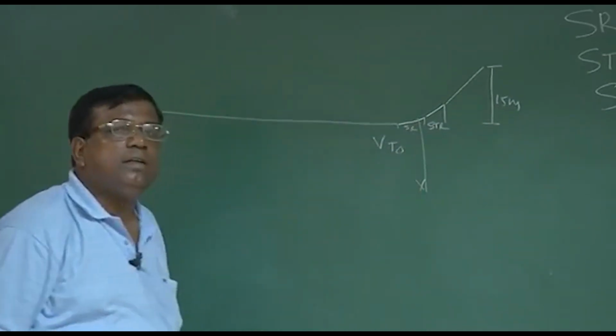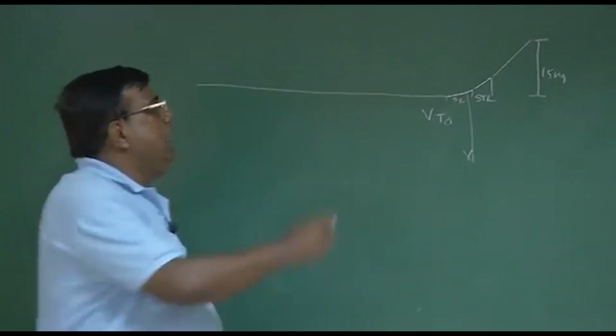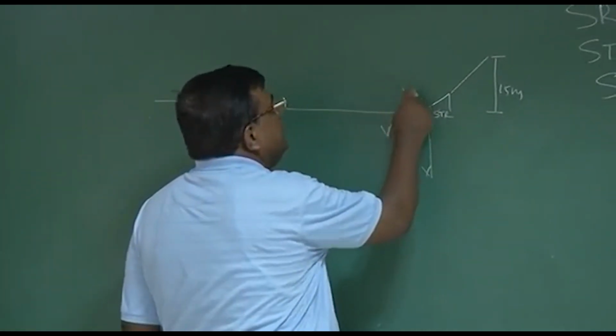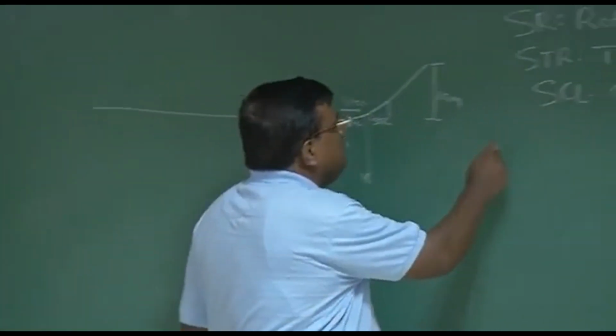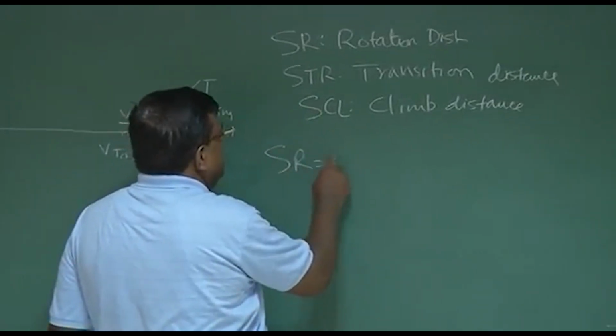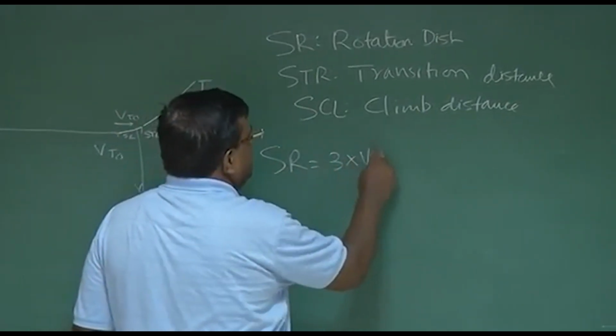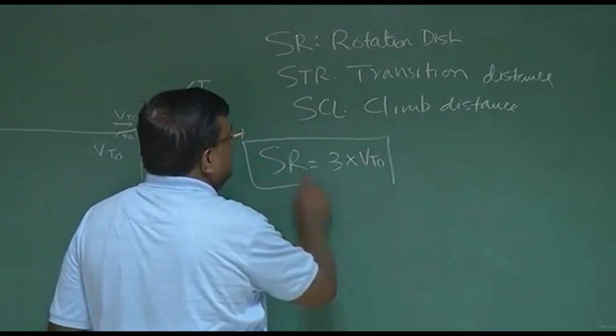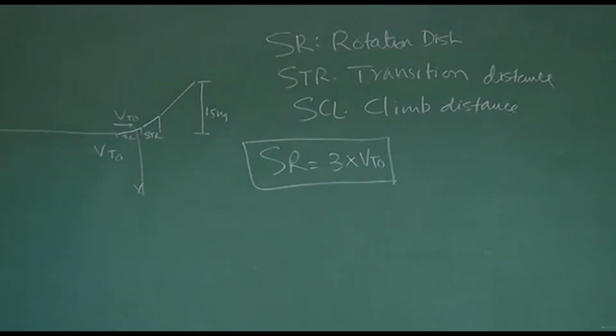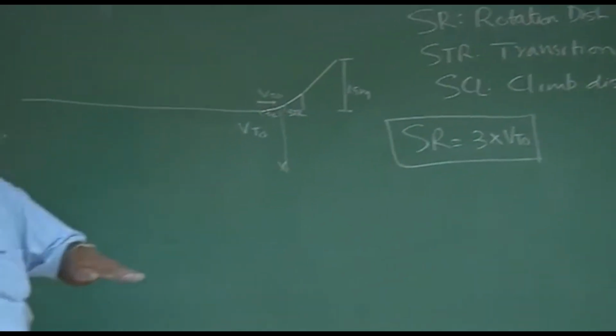Since we know it is at the most for 3 seconds, and this time also it is moving with V takeoff, SR is very simple. SR is 3 seconds into V takeoff. Job is done. Okay? Now during transition, what happens?